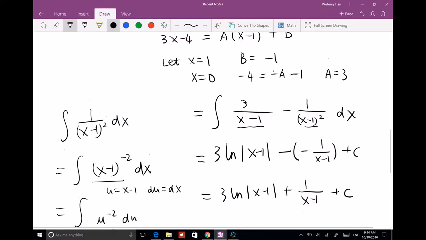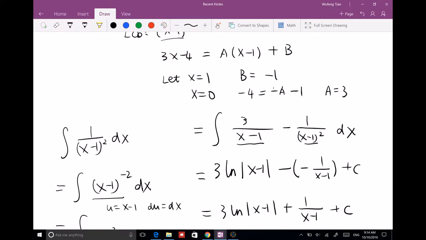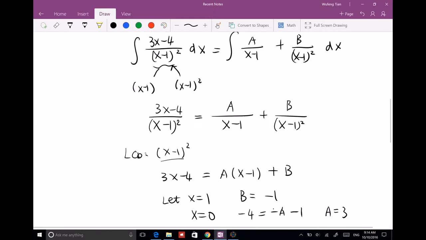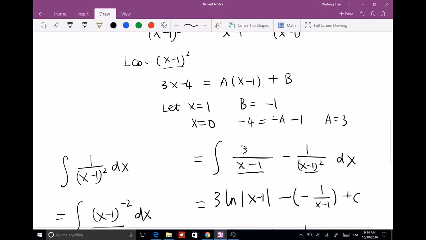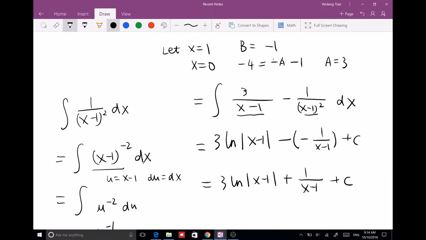This is good. Alright, so that's how you do partial fractions. First you decompose it into two different factors, then we'll find a and b. Once you find a and b, then you take the integral of the two simple fractions, either ln or the polynomial function. Okay? Alright, so last time, question?